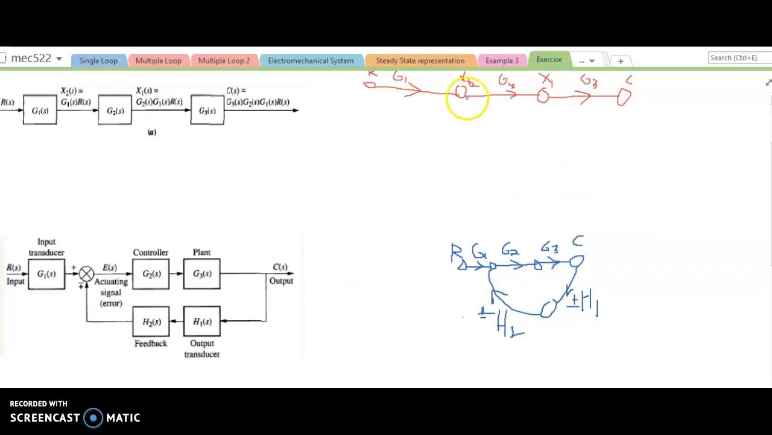So ada 2 contoh kat sini. Hopefully you can understand how to convert from block diagram to signal flow diagram. You can watch the video again and again to draw signal flow. If you don't understand, you can ask me. Next video I will explain about Mason rule.